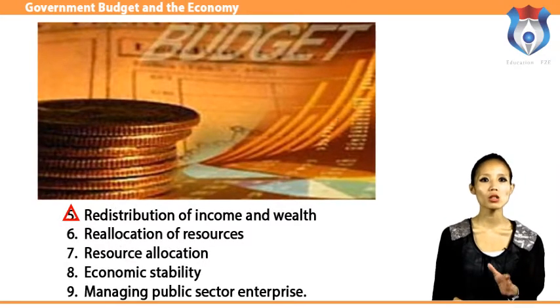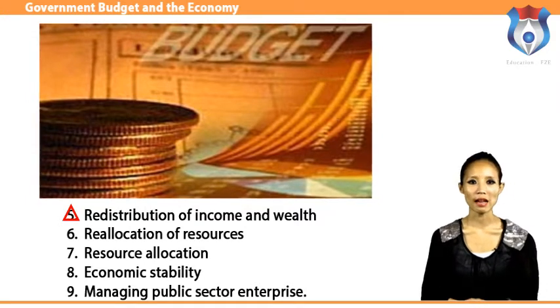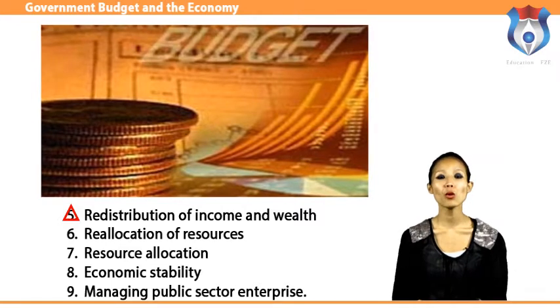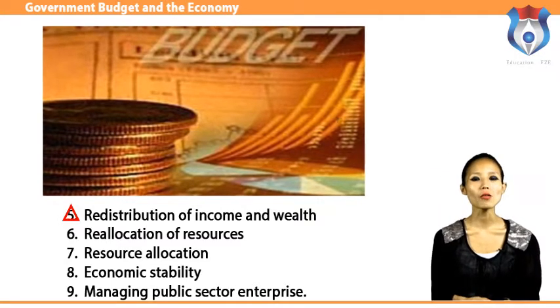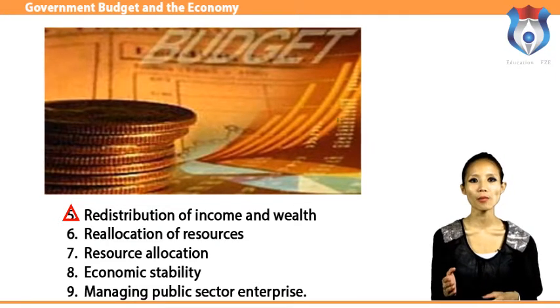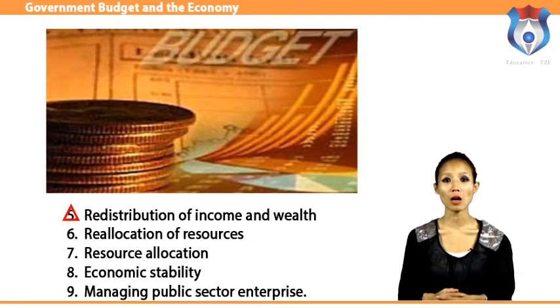Redistribution of income and wealth. Income redistribution is a practice which is designed to level incomes across a society through the transfer of income from wealthier individual to poorer individual, either directly or indirectly. One of the classic forms of income redistribution is a progressive tax system in which people are taxed at different rates depending on their incomes.